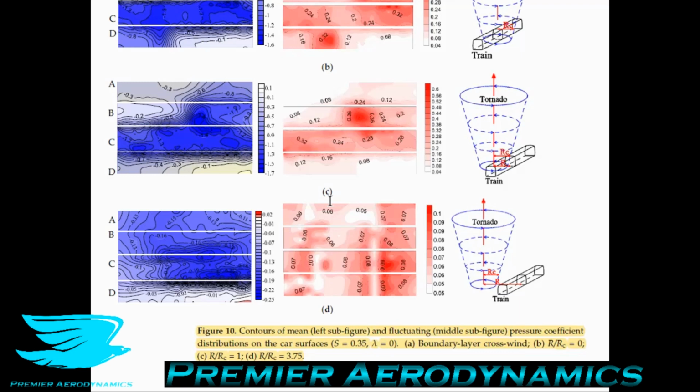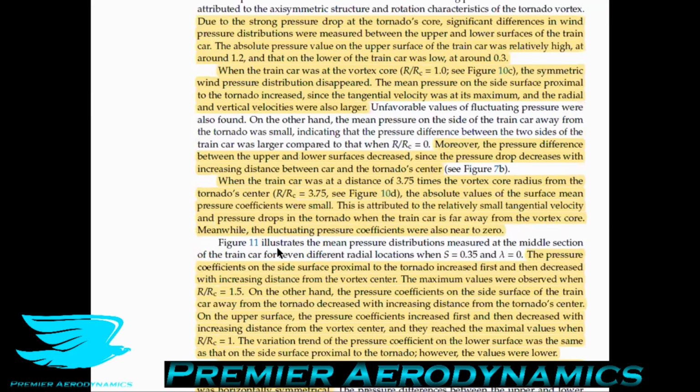And I say this is due to the relatively small tangential velocities and pressure drops in the tornado when the train car is far away from the vortex core. Meanwhile, the fluctuating pressure coefficients were almost near zero as well. Again, that's because the tornado's effects are very small at this point. It's not inducing much flow. So that makes sense. Then let's move on to figure 11.